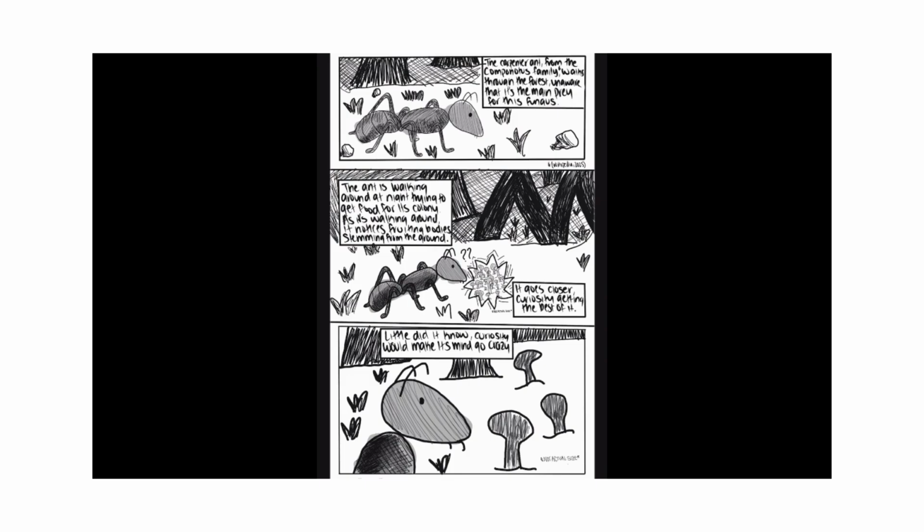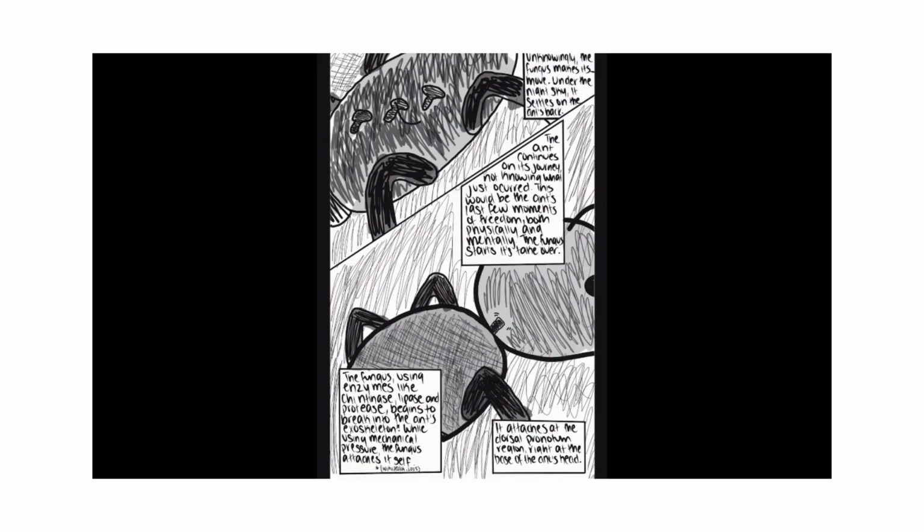The ant is walking around at night trying to get food for its colony. As it's walking around, it notices fruiting bodies stemming from the ground. It goes closer, curiosity getting the best of it. Little did it know, curiosity would make its mind go crazy. Unknowingly, the fungus makes its move. Under the night sky, it settles on the ant's back. The ant continues on its journey, not knowing what just occurred.